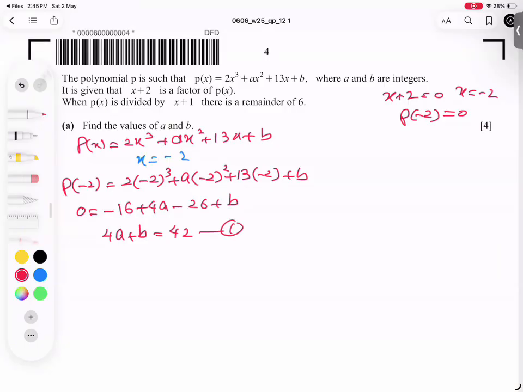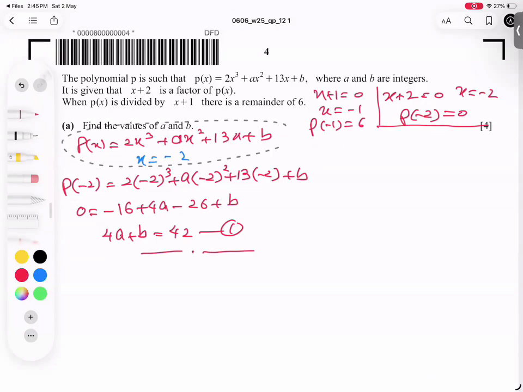Now he's saying that when you divide by x plus 1, so I'm doing it with x plus 1. If I do x plus 1 equal to 0, I have to plug in -1. That p of -1 is equal to what? 6. Why? He said remainder 6. So I'm doing the next one. So replace this equation.